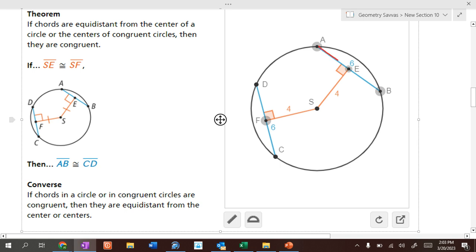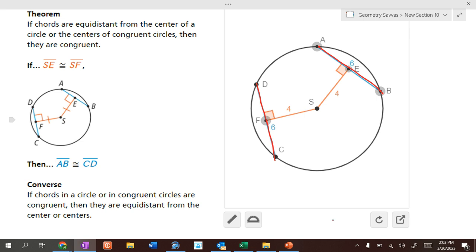Also, two chords of the same length, this chord is 6, this chord is 6. They're going to be the same distance away from the center of the circle. They're each going to be, in this case, 4 away from the center of the circle. So, when you draw a radius to a chord, it's always going to make a right angle. A radius to a chord will bisect the chord and make a right angle. Okay?